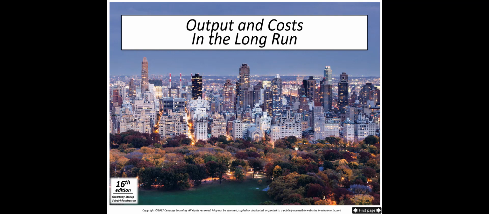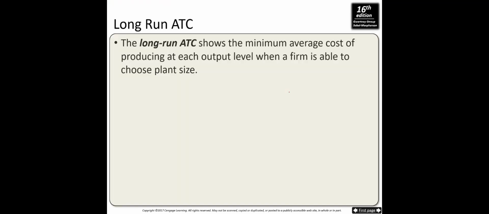And now we are going to talk about output and cost in the long run. The long run ATC shows the minimum average cost of producing at each output level when a firm is able to choose a plant size. So let's say you have this curve, okay, quantity 1, this is plant size 1. And then you have this curve, and this is quantity 2. This is a bigger plant, okay?